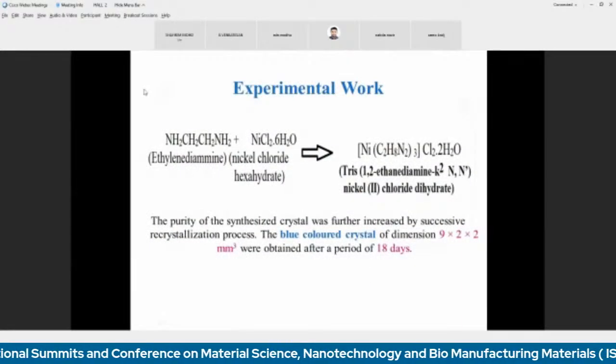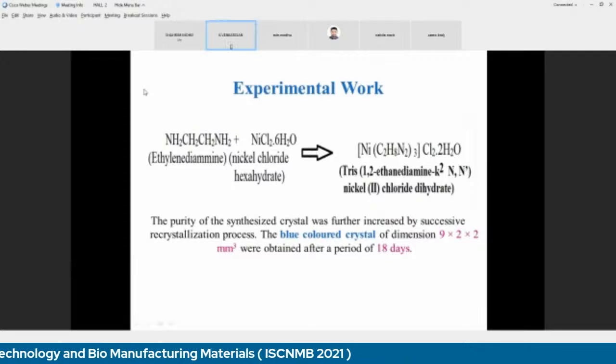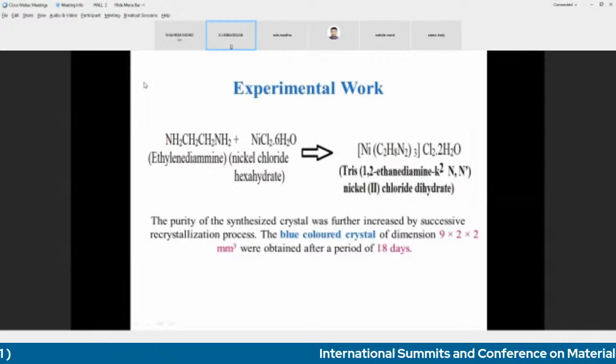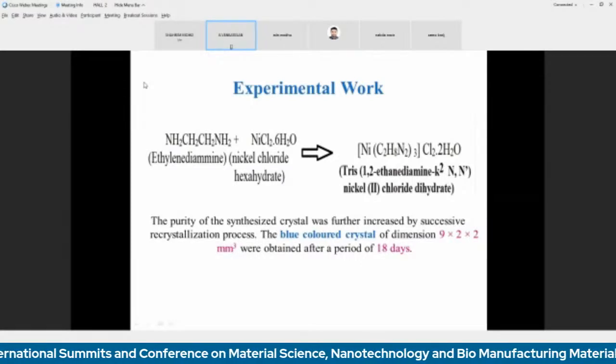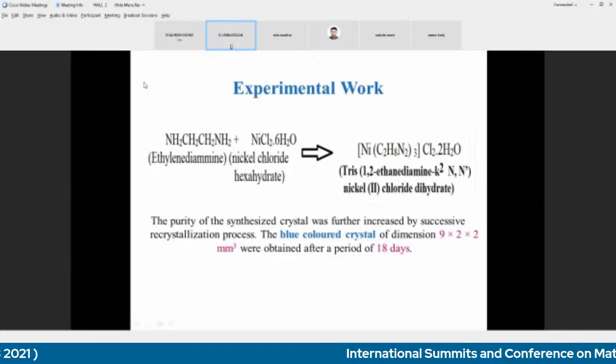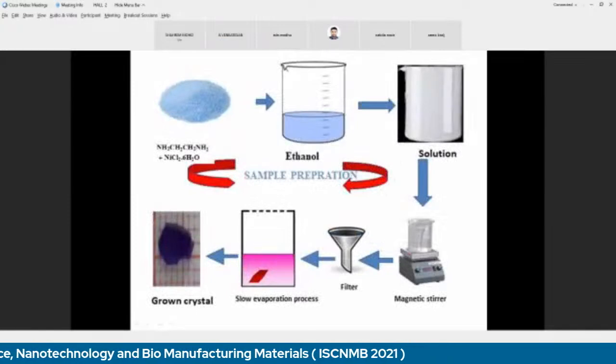This is my experimental work. To prepare tris(1,2-ethylenediamine) nickel(II) chloride dihydrate, I have considered two components. Ethylenediamine is a colorless organic material. It reacts with nickel chloride hexahydrate, that is NiCl2·6H2O. Then finally, we get tris(ethylenediamine) nickel(II) chloride. The purity of the synthesized crystal was further increased by successive recrystallization. Blue colored crystals of dimension 9 × 2 × 2 millimeter cube were obtained after a period of 18 days.